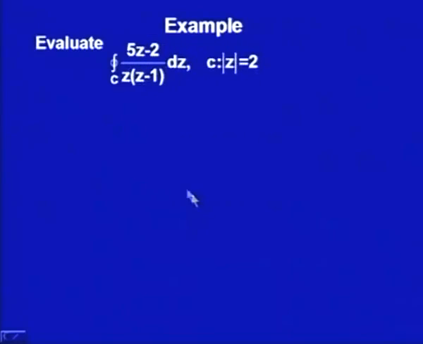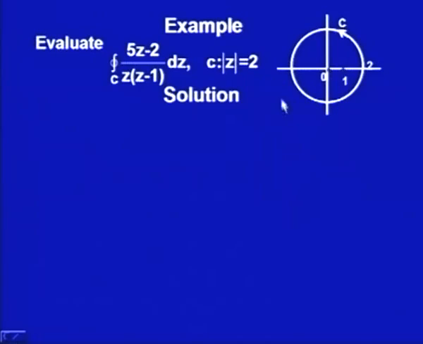Let us do one example first here. Evaluate the integral of the function (5z - 2) upon z(z - 1) on the contour C, where C is the circle |z| = 2, that is, the circle with radius 2 and center 0. Let us solve it. First, see the contour. Our contour is this circle, positively oriented, of radius 2.